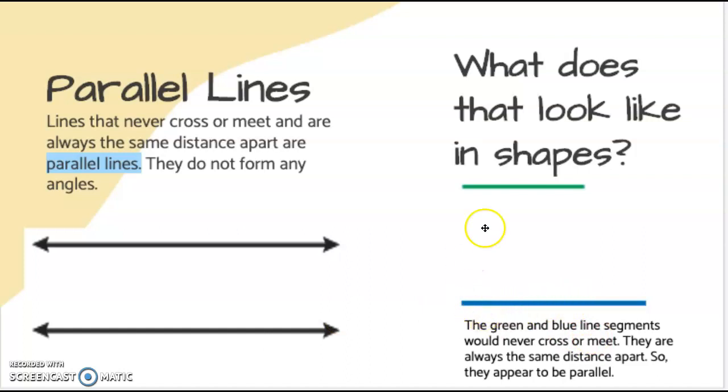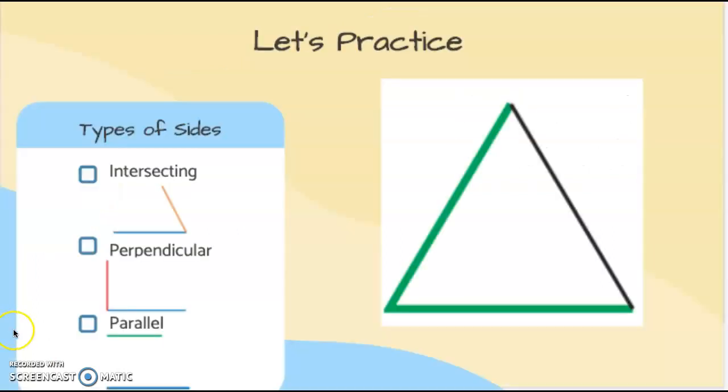On a shape, you'll see something like this green and blue line. Again, they are never going to meet. They're the same distance apart. They are never going to touch, and they are never going to form an angle. Let's practice using some shapes. So here are our three types. We have intersecting, perpendicular, and parallel.